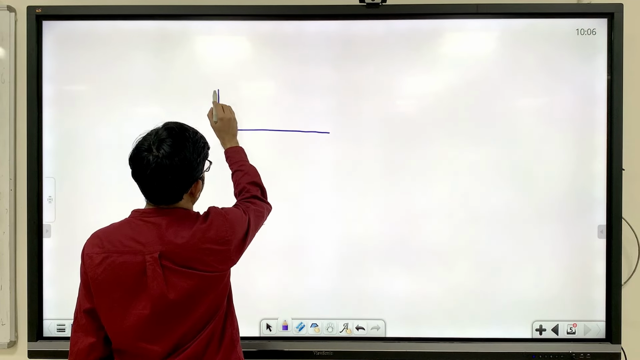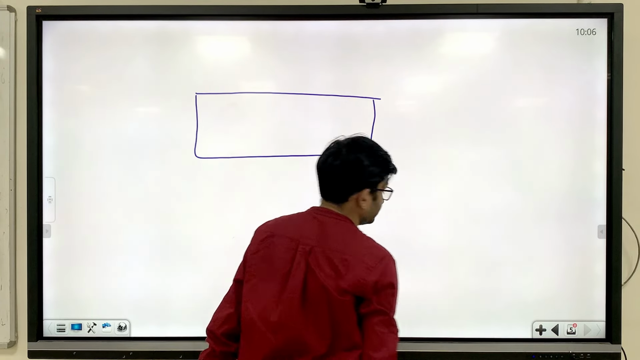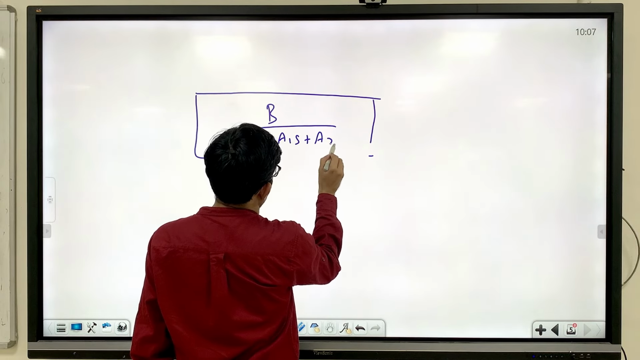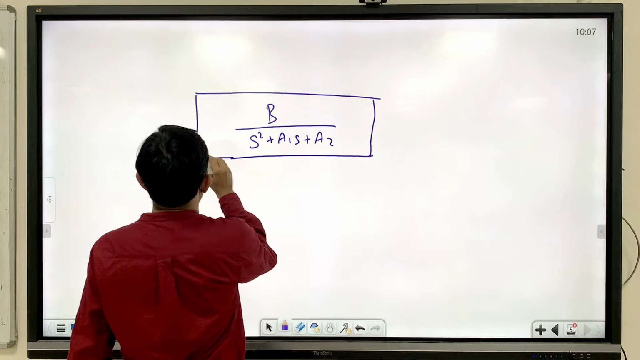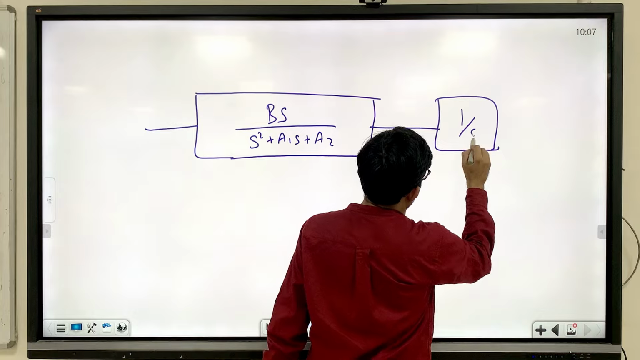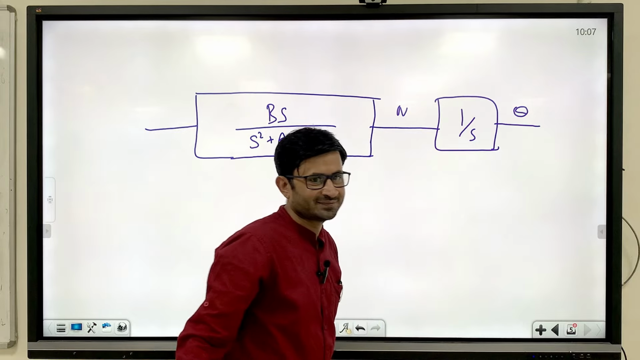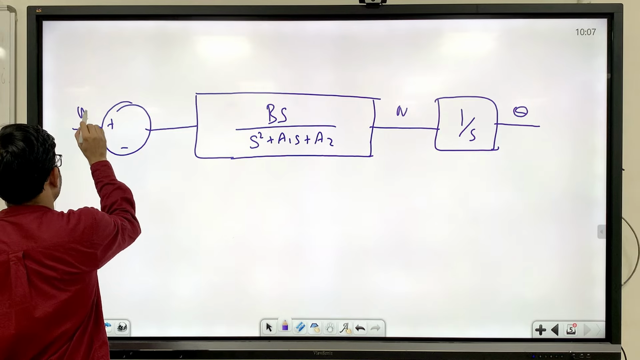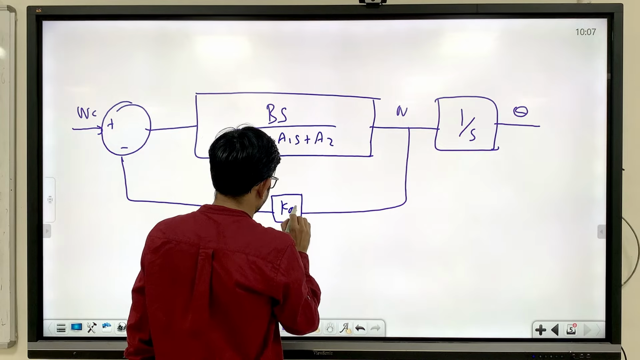Now if I want to draw the block diagram, what will I do? I will take this transfer function, B over s square plus a1 s plus a2. Simple, right? I will write s here and 1 by s here. So s and 1 by s will get cancelled, right? So here I can write q, and here I can write theta. Now here I can put a plus minus, give the q command, and take the feedback, multiplied by some gain, let's say kq. I will close this loop.